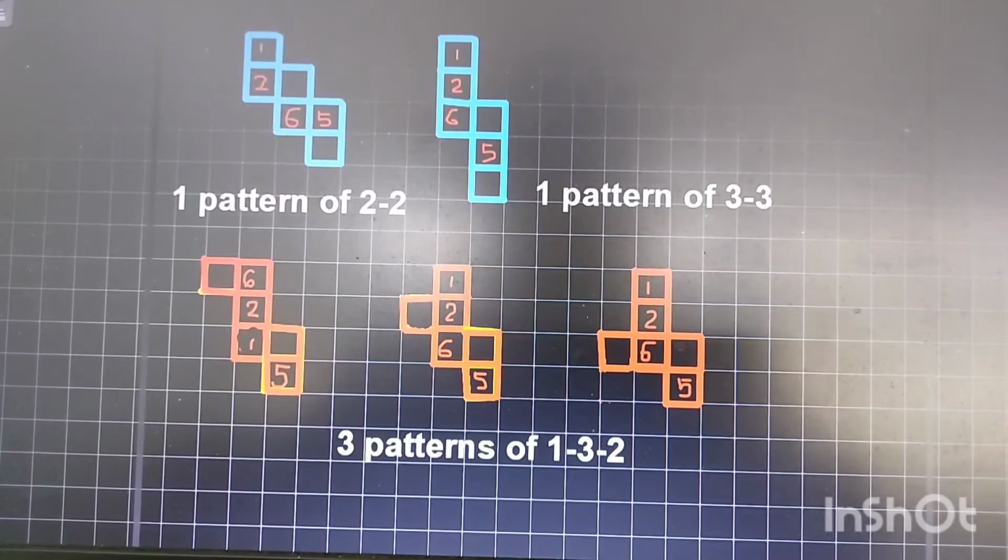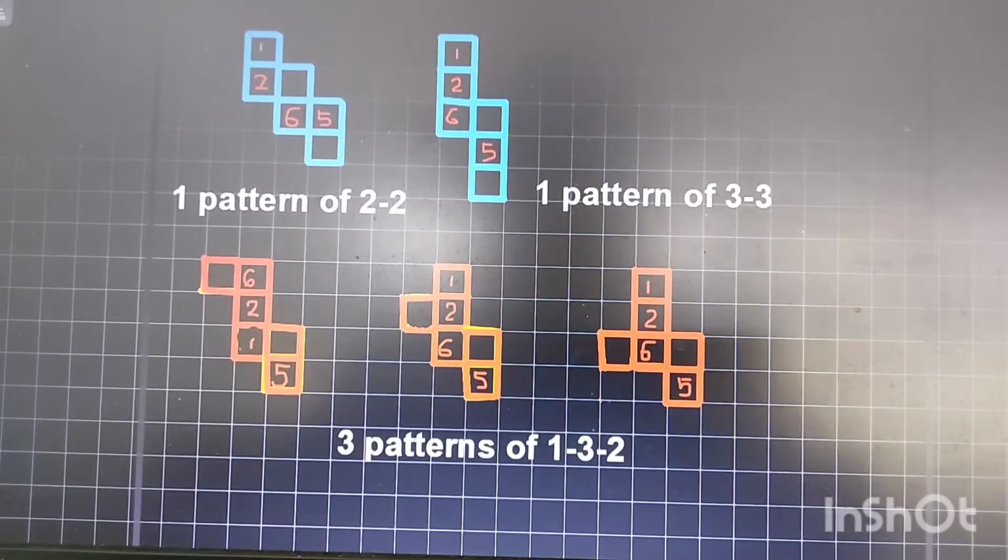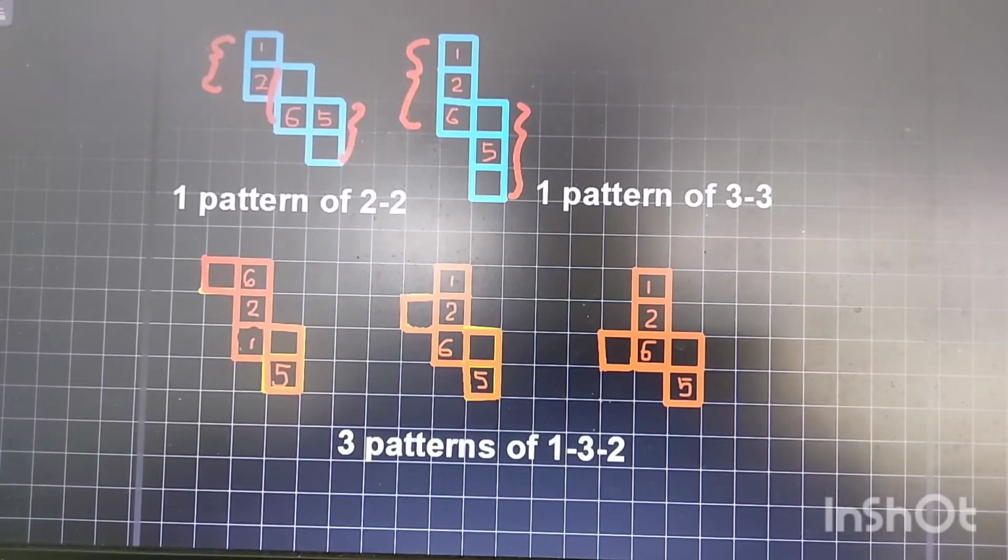Now you will be able to see one pattern of 2 2 2, one pattern of 3 3 and 3 patterns of 1, 3, 2. By this time you might have understood 2, 2, 2. So here you can see 2 boxes like this. Then again you have 2 boxes here and 2 boxes like this. So one pattern of 2, 2, 2. Then you have one pattern of 3, 3. Here you can see 3 boxes and again here 3 boxes. Okay.